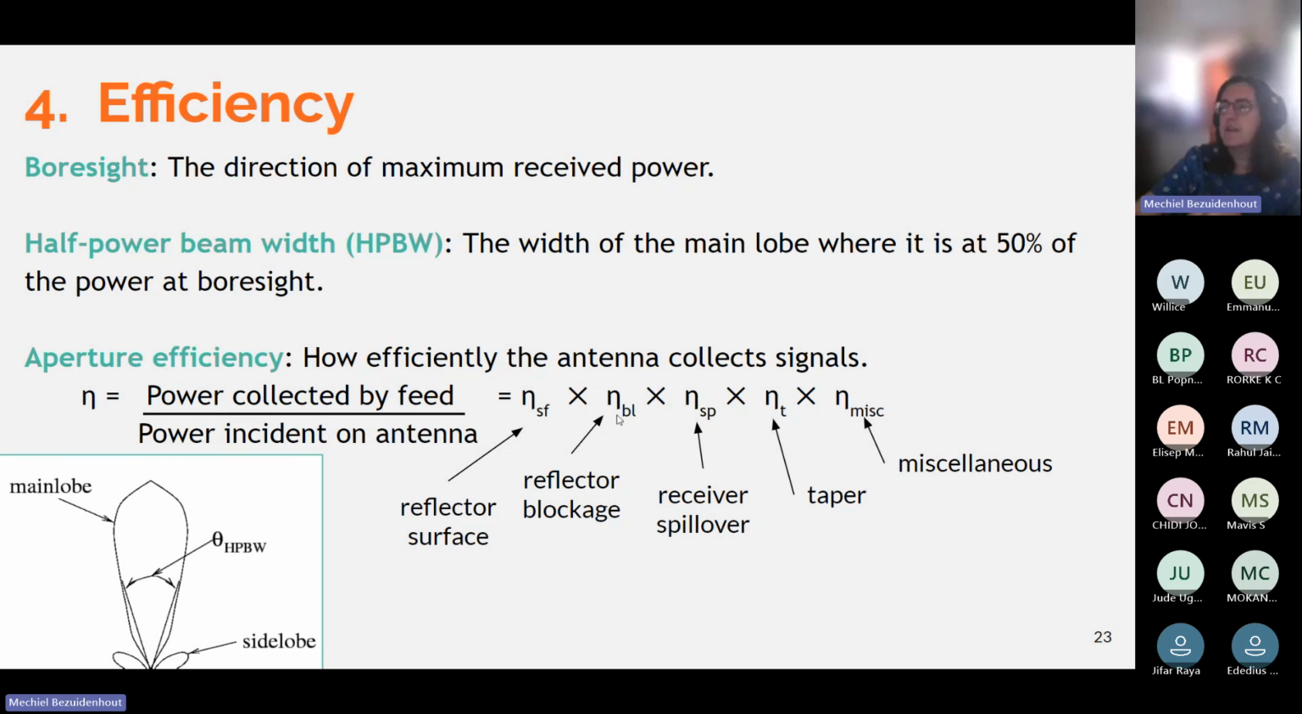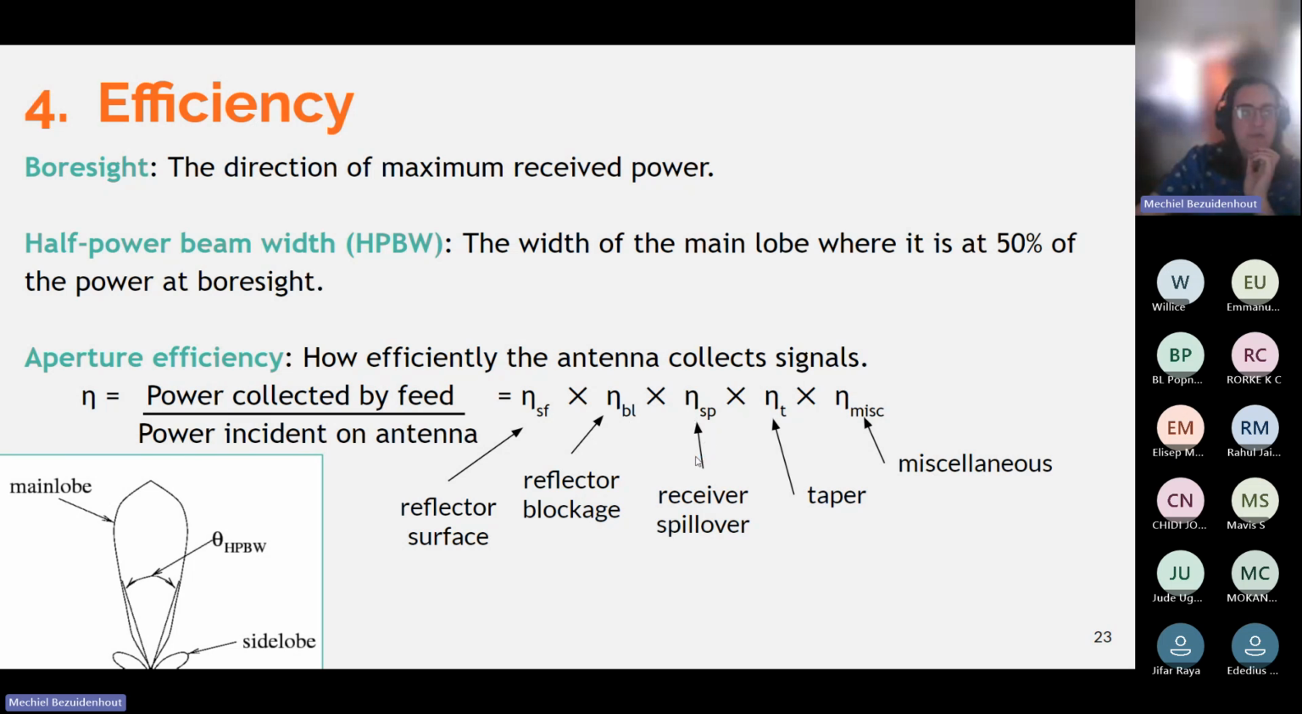The second factor is the reflector blockage. For example, if you have the receiver at the focus of the reflector, then that receiver blocks some of the radiation from coming through to the main reflector. It basically casts a shadow on the reflector, and that causes a loss in efficiency. But again, by moving the secondary reflector out of the way, you can minimize that blockage factor.